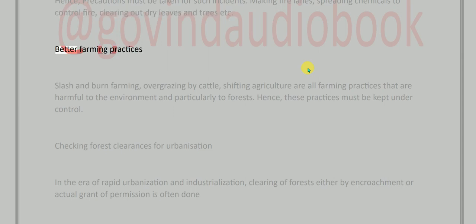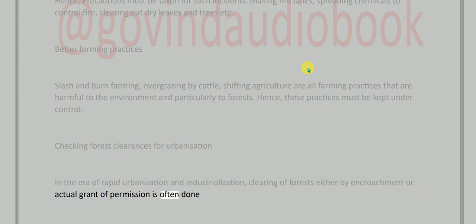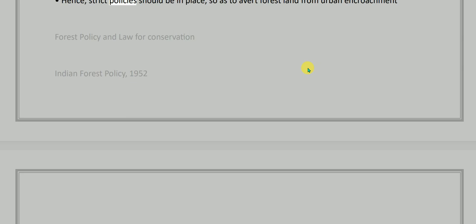Better farming practices. Slash and burn farming, overgrazing by cattle, shifting agriculture are all farming practices that are harmful to the environment and particularly to forests. Hence, these practices must be kept under control. Checking forest clearances for urbanization. In the era of rapid urbanization and industrialization, clearing of forests either by encroachment or actual grant of permission is often done. Hence, strict policies should be in place, so as to avoid forest land from urban encroachment.